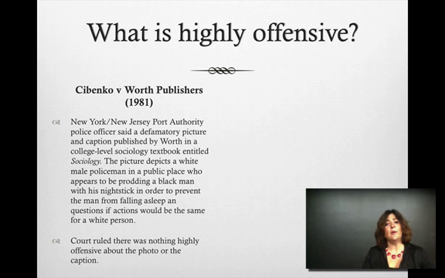And really, let's think about what's highly offensive. So, this case that I've given you here, Sabenko versus Worth Publishers, a Port Authority police officer said there was a defamatory picture of him in a textbook, and it talked about the interaction of a white police officer with an African-American suspect. He's prodding him with his nightstick, and it was this particular officer. And actually what the court found here is there was nothing highly offensive about the photo or the caption. It was very matter of fact, and even though the officer may have felt people could take offense, there was no evidence that that was going to take place.